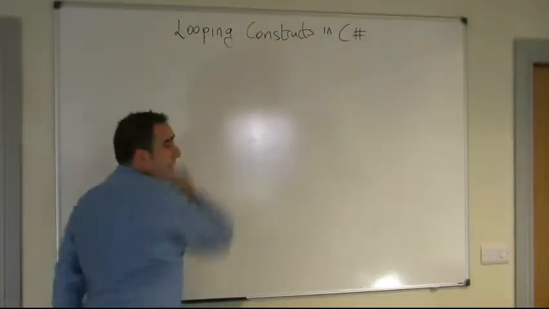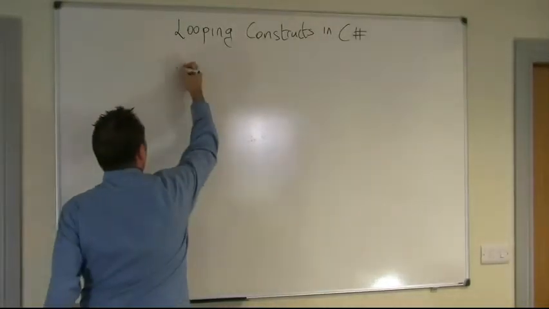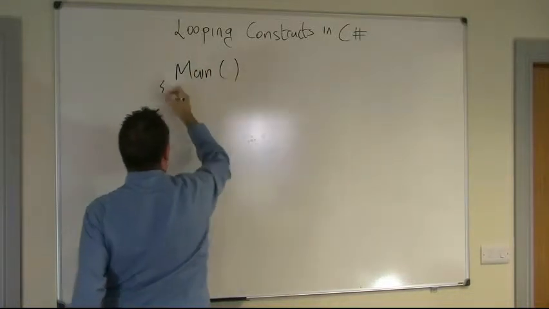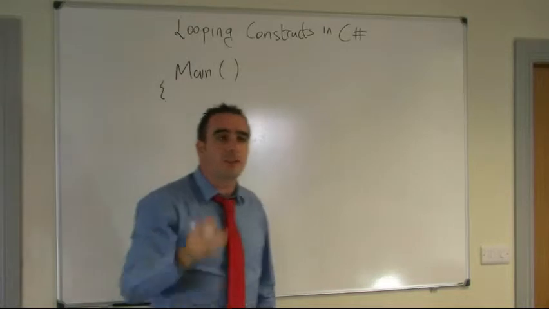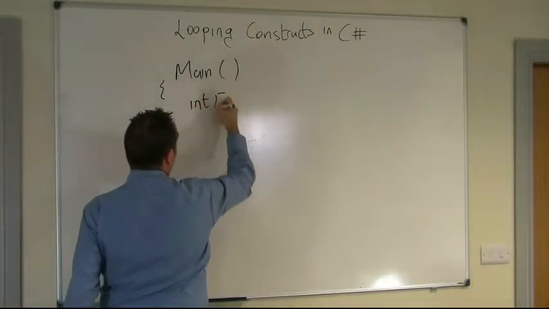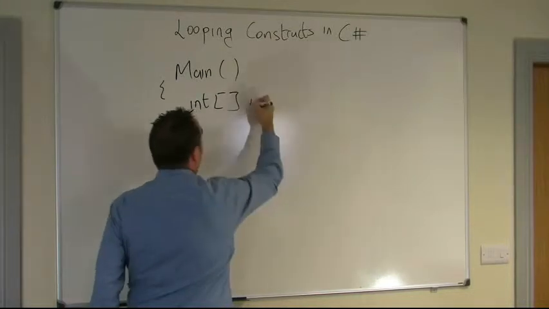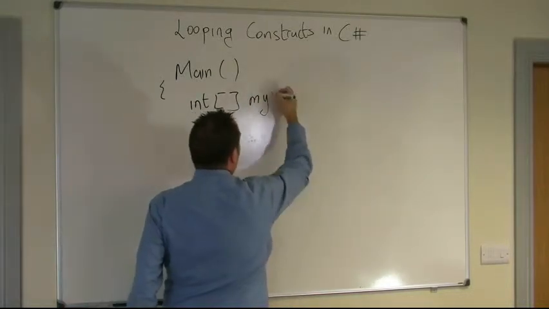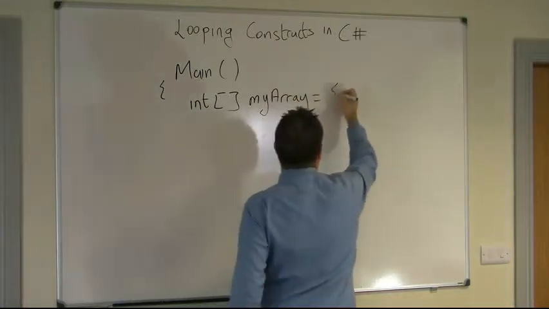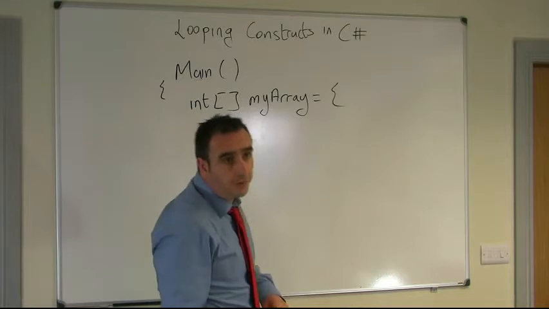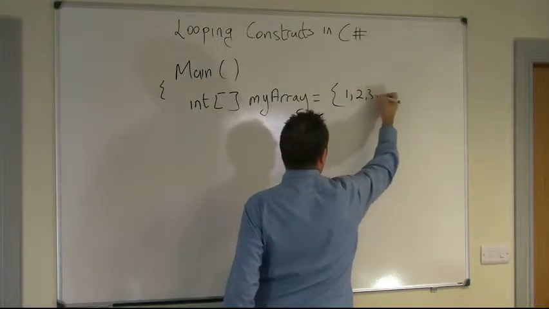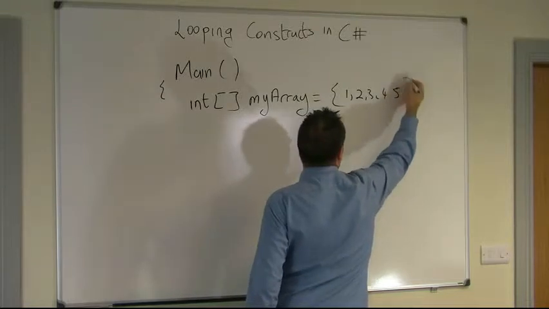We will go straight into the C# code, starting with our main method. The first thing we want to do is declare our array. It's going to be an integer array, so we have int, square brackets, and I'm going to call the array myArray. I'm going to initialize the array with 5 integers: open my curly brace, 1, 2, 3, 4, and 5.